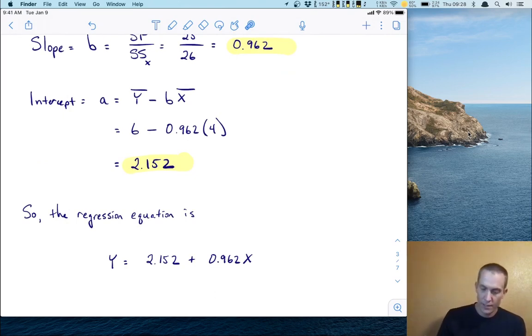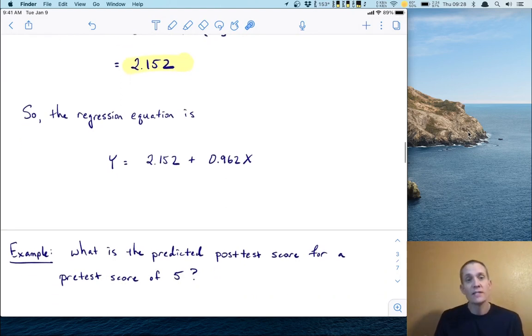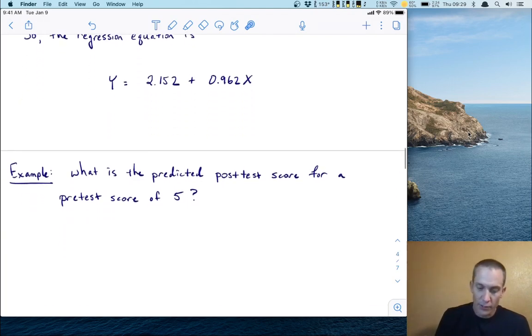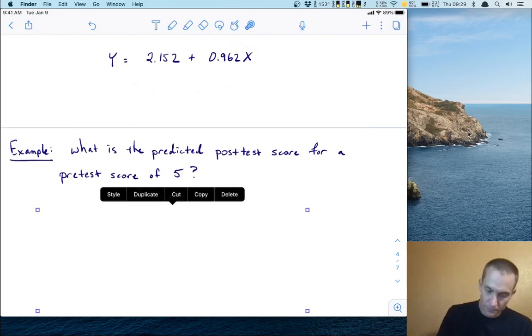Okay. So now what do we do with this? Well, remember, one of the goals is that we can use this equation, this regression equation, to predict scores. So we might ask, what is the predicted post-test score if we have a pretest score of 5? Well, now that we've got the regression equation, let me put that up at the top, it becomes as simple as, well, substitute x equals 5 into this equation.